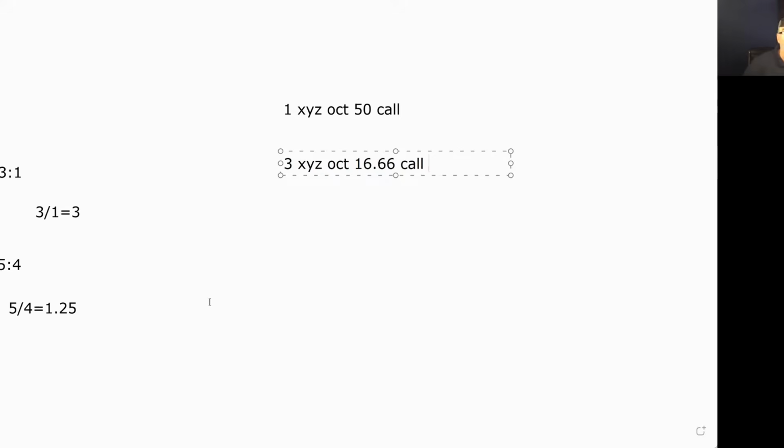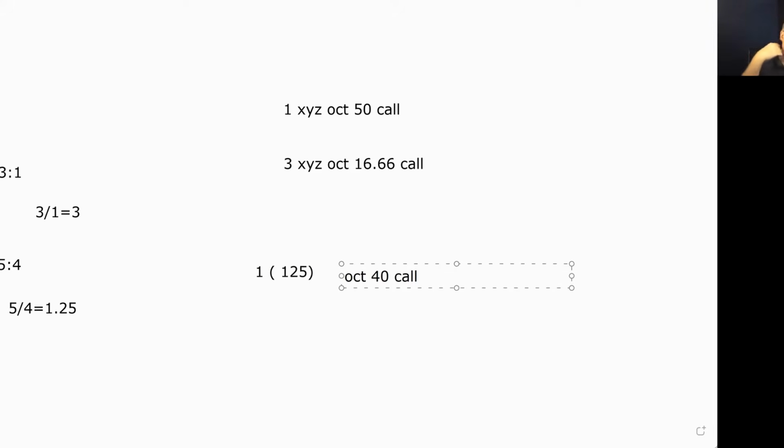Now on the 5-for-4, well, it's not an even split, and we can't get a partial contract. So we're still going to owe 1 contract, but it's worth 125 shares instead of 100. And then it's going to be an October 40 call. So you multiply 1.25 times the number of shares in the contract, and then you take the strike price and divide it by 1.25. And there's your new strike price. Boom. Love it.